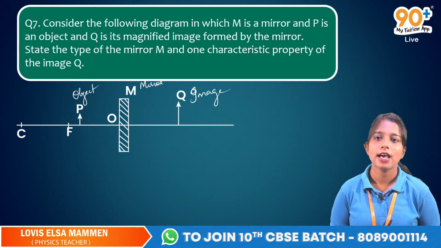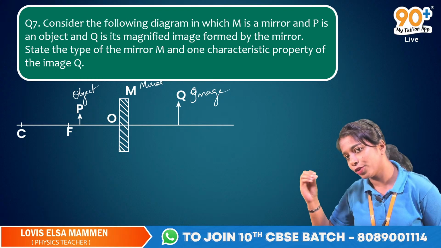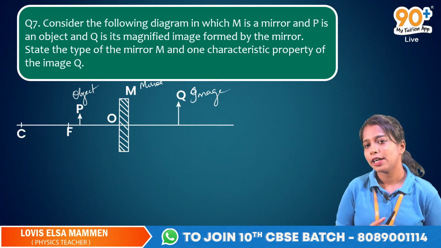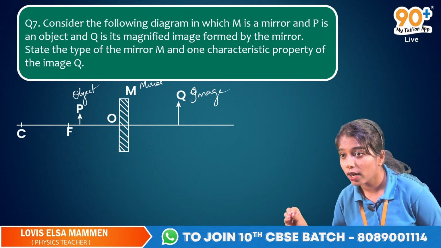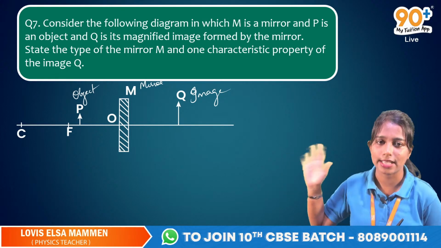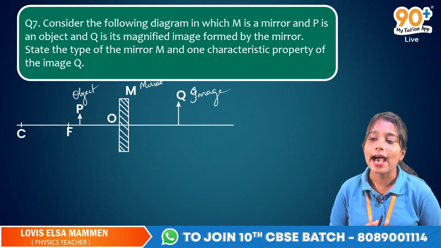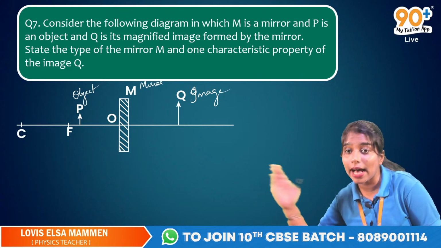Got it? If you look at this, you can see that the object is between the focus and the O. What is this O? Optic center. And the image formed is behind the mirror.